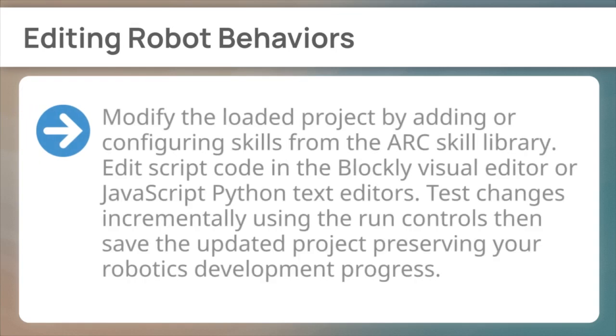Finally, editing robot behaviors. Modify the loaded project by adding or configuring skills from the ARC skill library. Edit script code in the Blockly Visual Editor or JavaScript or Python text editors. Test changes incrementally using the run controls, then save the updated project, preserving your robotics development progress.